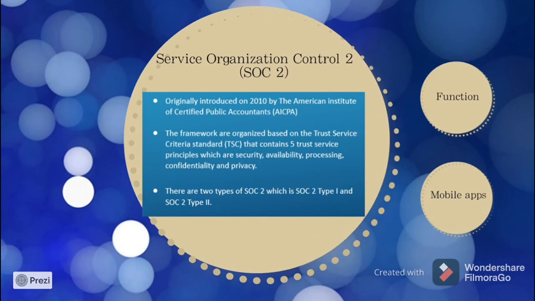Service Organization Control 2, known as SOC2, was originally introduced in 2010 by the American Institute of Certified Public Accountants, AICPA. The framework is organized based on the Trust Service Criteria standard that contains 5 trust service principles, which are security, availability, processing integrity, confidentiality, and privacy. There are two types of SOC2, which are SOC2 type 1 and SOC2 type 2.